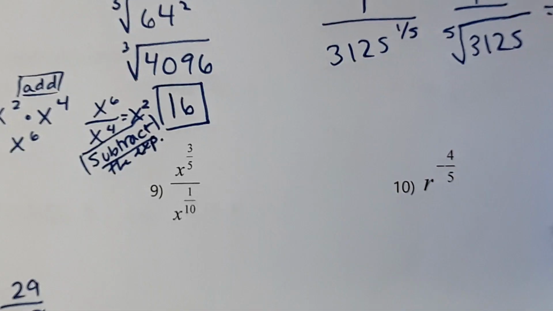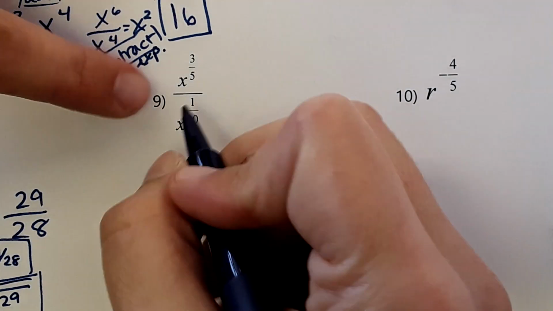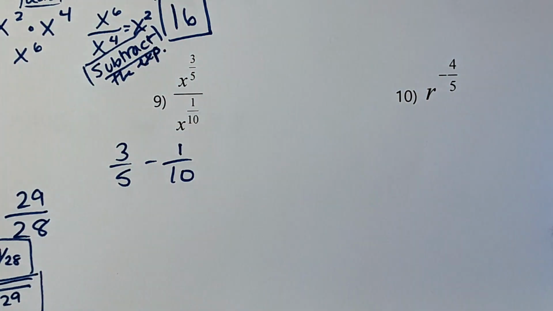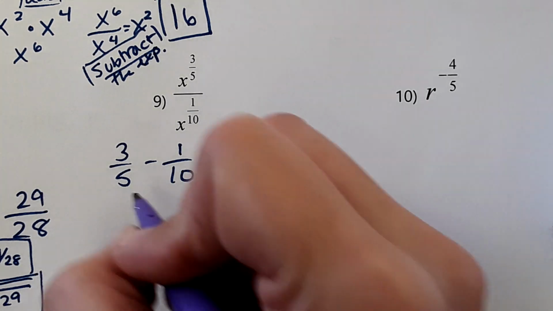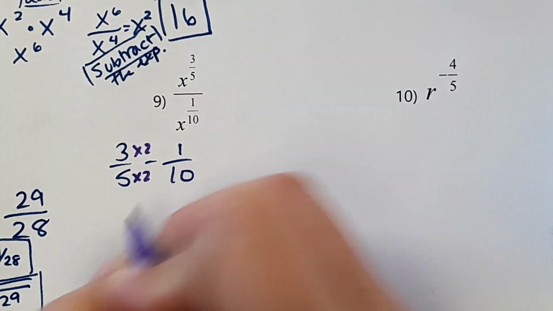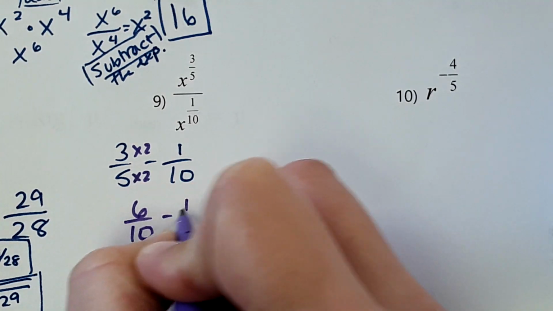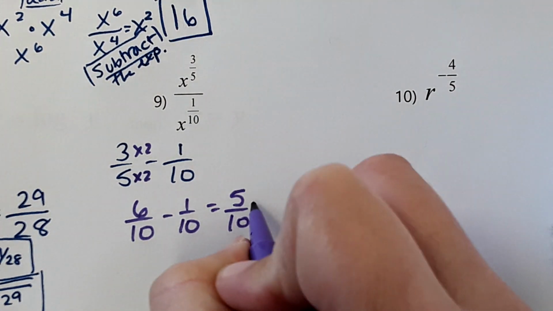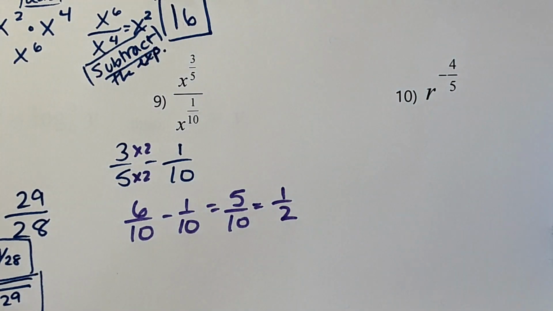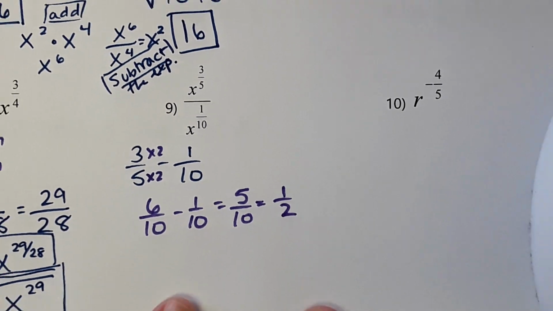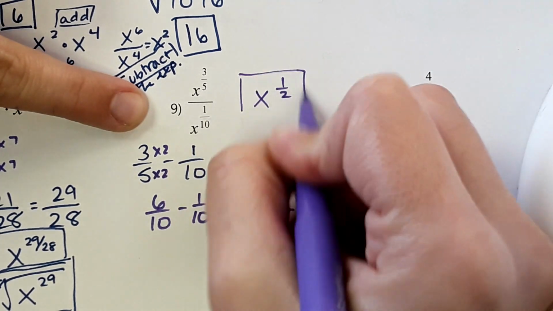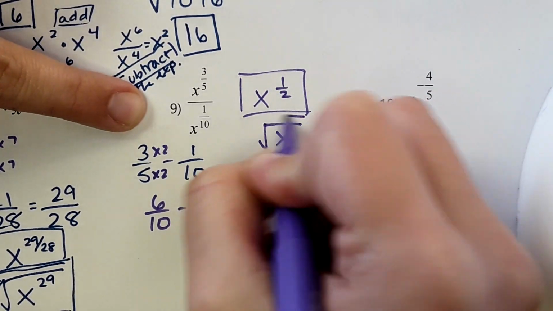Next one is division. So we're going to subtract the exponents. So we'll do 3/5 minus 1/10. We need a common denominator, so multiply this by 2, multiply this by 2. I get 6 over 10 minus 1/10 equals 5/10. And then 5/10 equals 1/2. So then we get x to the 1/2 power, or square root of x, same thing.